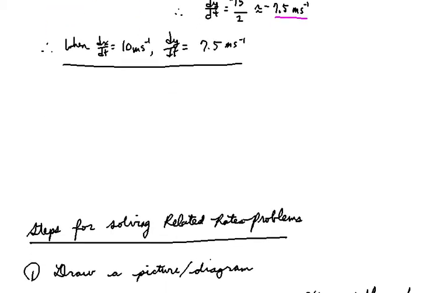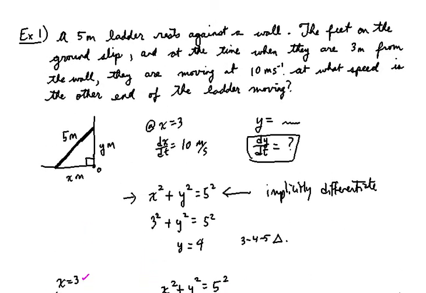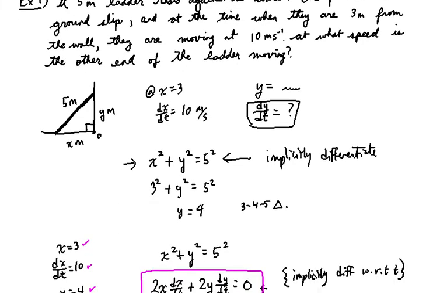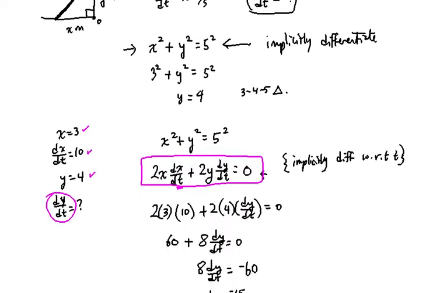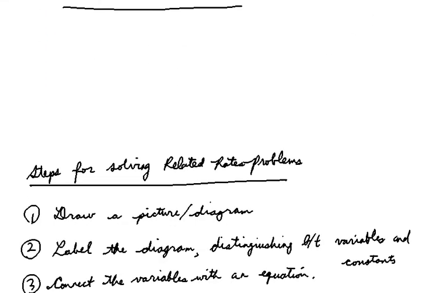Okay, so let's just recap what steps we took. First, we drew this diagram, right? Then we found a relationship between all of the variables. We labeled our variables. We labeled the constants. We found the relationship. We found the differential equation from that relationship, and then we plugged in our numbers. Okay, so that's the procedure that we're going to take.